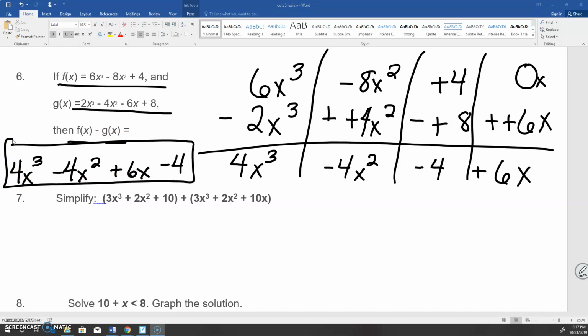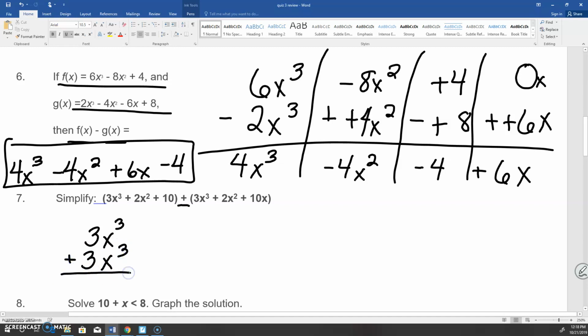Okay, it wants me to simplify. I'm just adding them. So I have 3x cubed. And then the second equation, what do I have that's got x cubed? Right, I have another 3x cubed, and I'm just adding them. I have a 2x squared. What do I have that's x squared in the next equation? Same thing, 2x squared. And then I have a 10. Do I have any plain numbers in the second equation? So I just put plus 0.